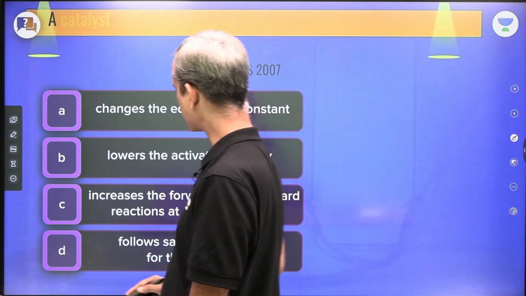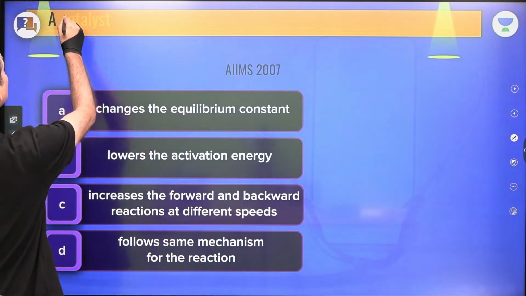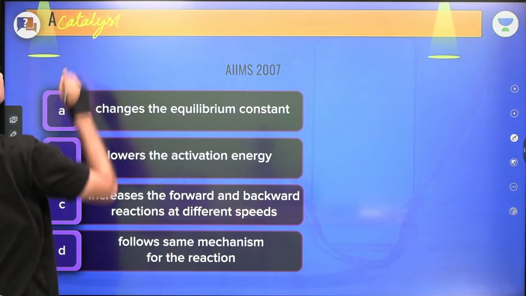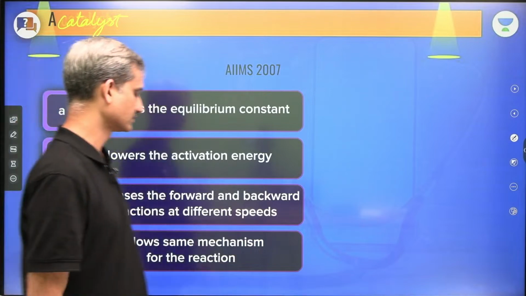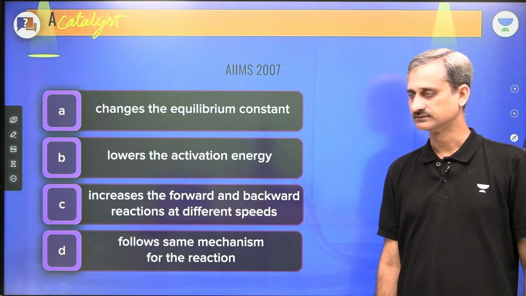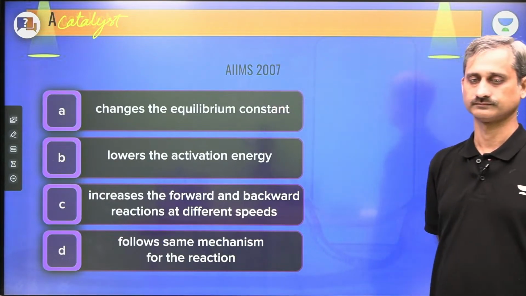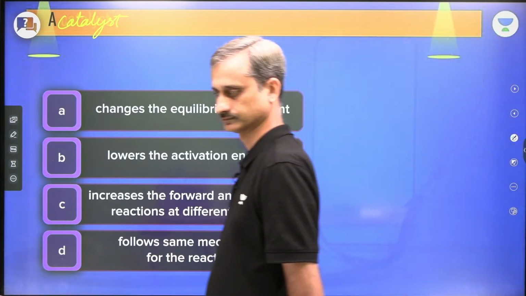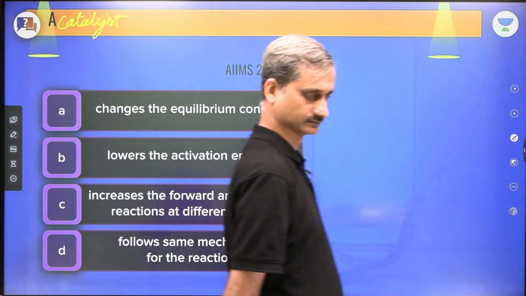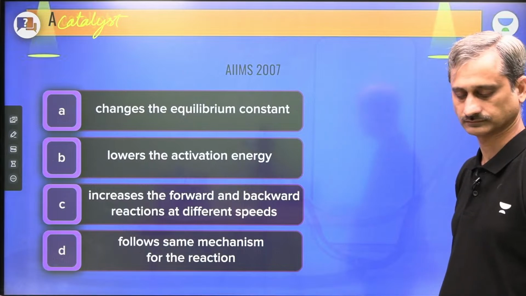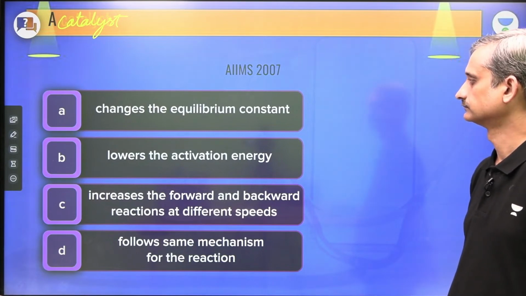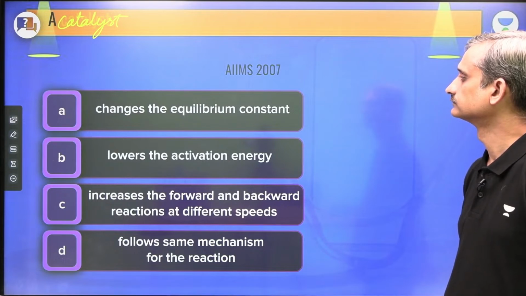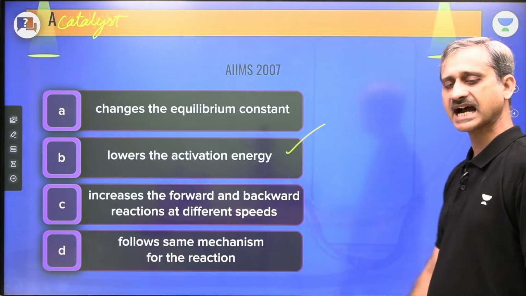Okay, what does a catalyst do? Does it change the equilibrium constant, lower the activation energy, or increase the forward and the backward reactions at different speeds? Does it follow the same mechanism for the reaction? What is the truth about the catalyst? Could you give me the answer? It only lowers the activation energy, the rest of the things remain the same.